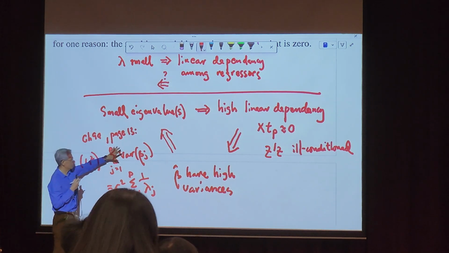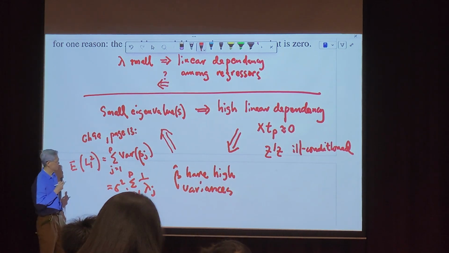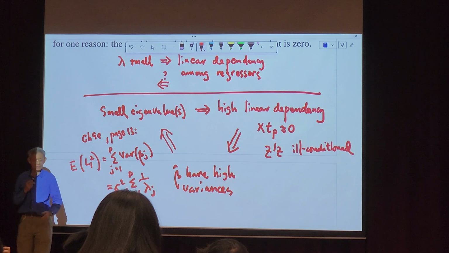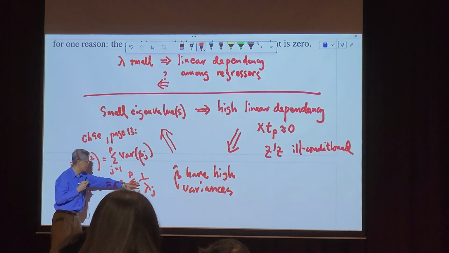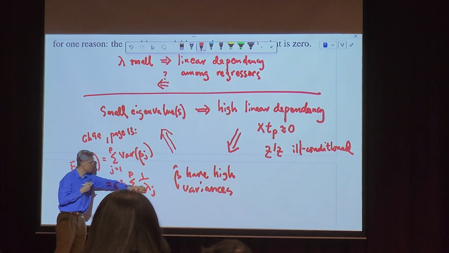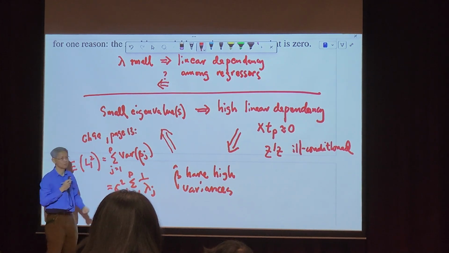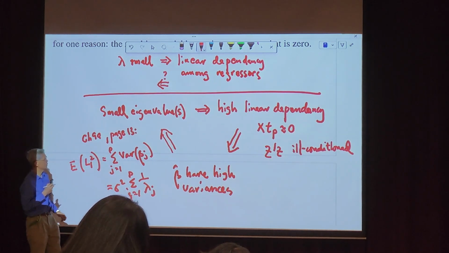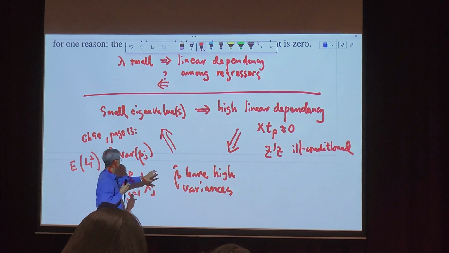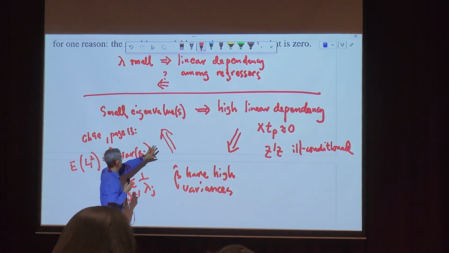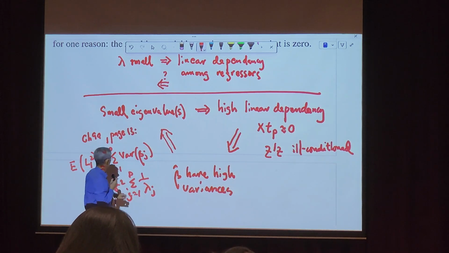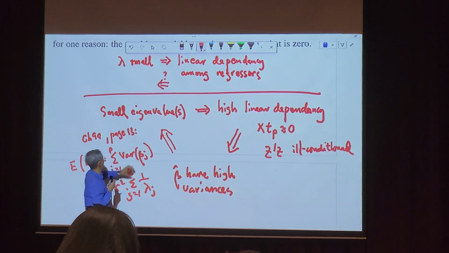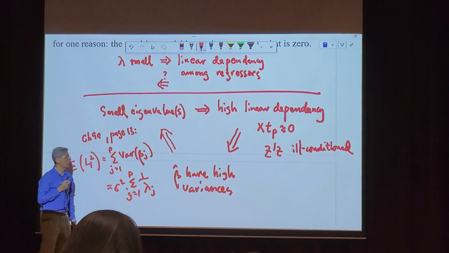So if the total variance is big, that means some of them are big, then some lambda must be big. If some lambda is small, then the variance must be big. So this result is actually two-way. Because of this, I can say that if variance is high, that means eigenvalues are small.